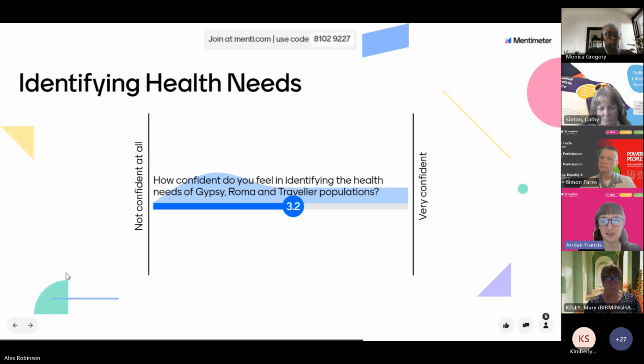So it's nice to see that's shifted from around the 2 to around the 3. Having that understanding that it's just going to be a start point is important. You're not going to come away from this going, I'm an absolute expert now in Gypsy, Roma, Traveller population health, and I'm going to be able to do everything perfectly. It's always going to be a continuous learning journey. So it's great that everyone's attended today and we can start that ongoing professional development and keep this learning up.